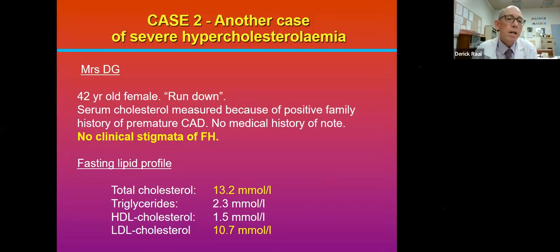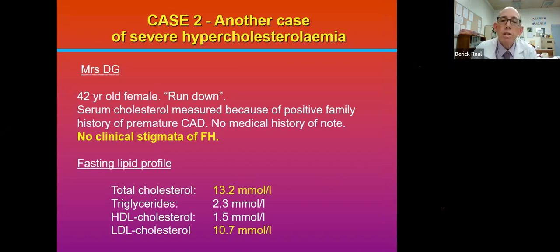So just how about a second case? Although we must always think of familial hypercholesterolemia when we see very high lipid levels, we need to always think about secondary causes. This lady, Mrs. DG, 42-year-old female, actually used to be the venisector at our lipid clinic.